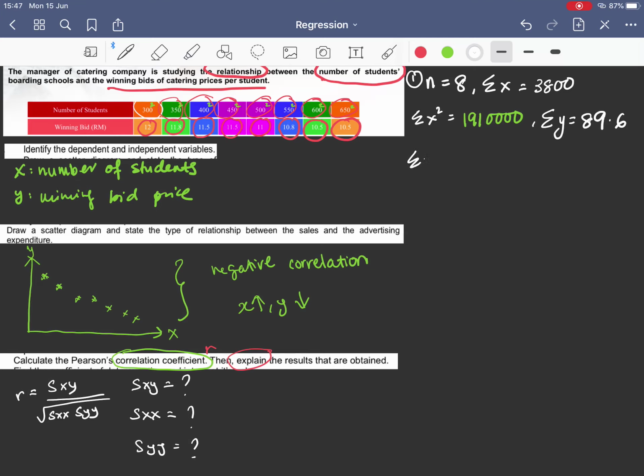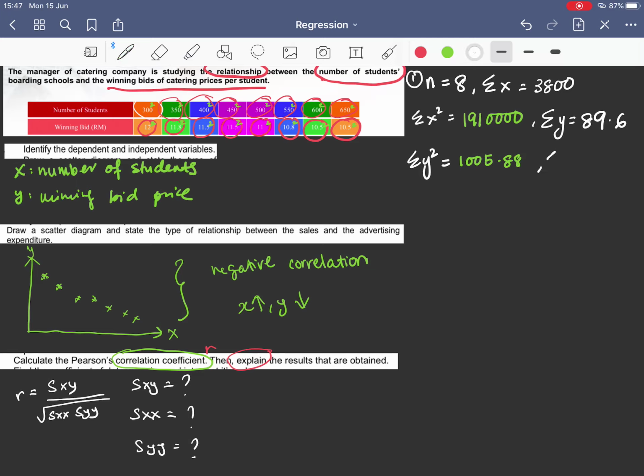Next, summation of y square. So you have to square the y. 12 square plus 11.8 square plus 11.5 square plus 11.5 square plus 11 square plus 10.8 square plus 10.5 square plus 10.5 square. So the value here is 1005.88.